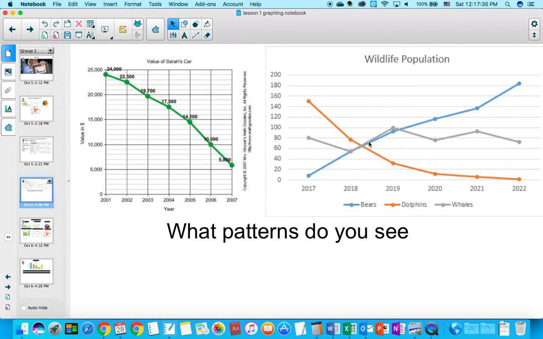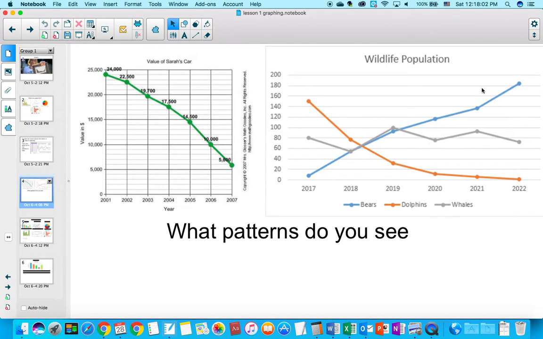Let's take a look at this graph. We have different lines. We have the blue line representing the population of bears, orange for dolphins, and gray for whales. You can see that in 2017 there were very few bears, and then apparently we had an overpopulation of bears, while at the same time the number of dolphins starts to go down, and the whales tend to go down and up over time, not really changing significantly.